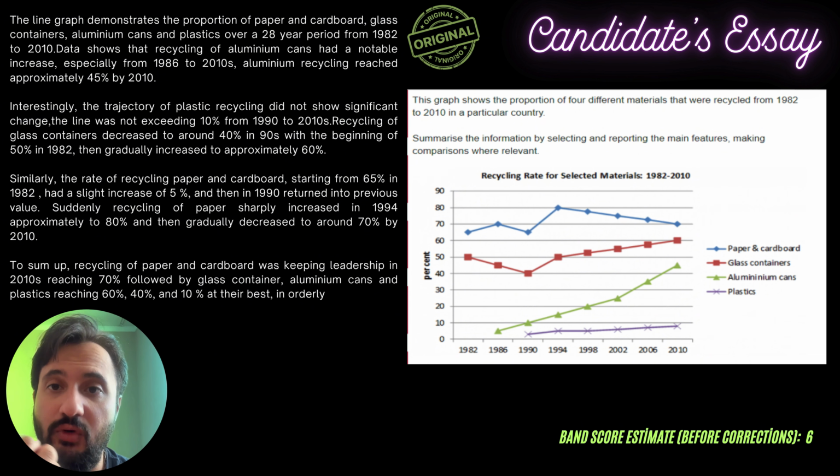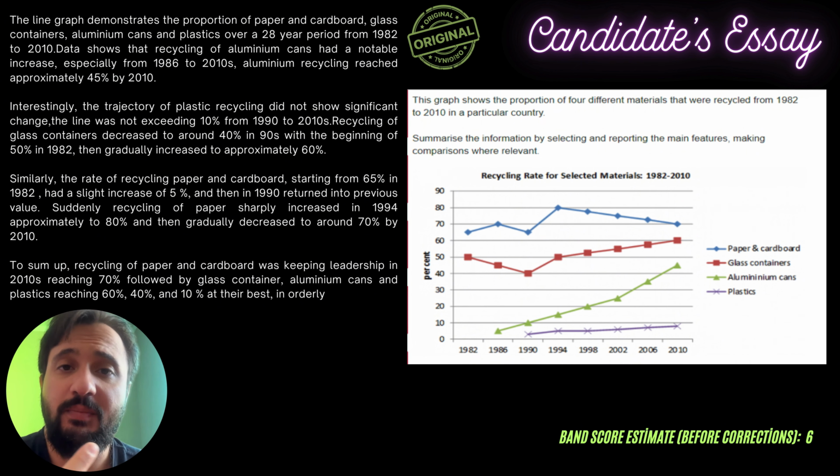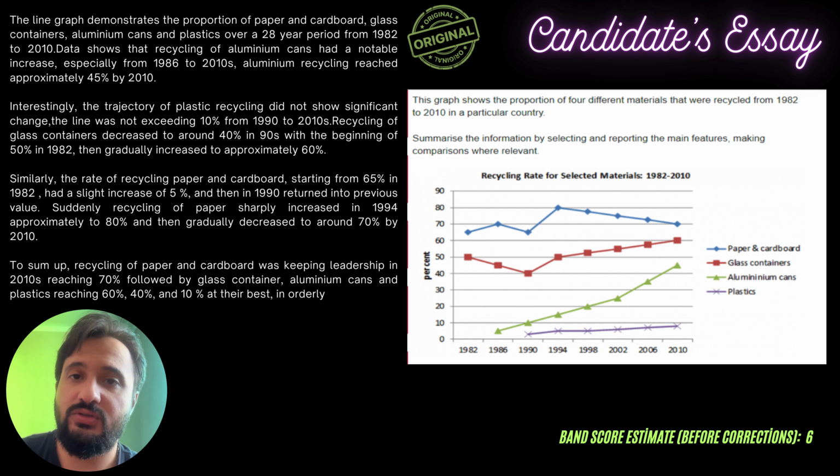be the corrected version. So, to sum up, recycling paper and cardboard was keeping leadership in 2010s, again wrong. There's no leadership, reaching 70%, blah blah. Was keeping leadership is awkward. It will be better to phrase it as maintained the lead. So, to sum up, paper and cardboard recycling maintained the lead in the 2010, reaching 70% will be okay.